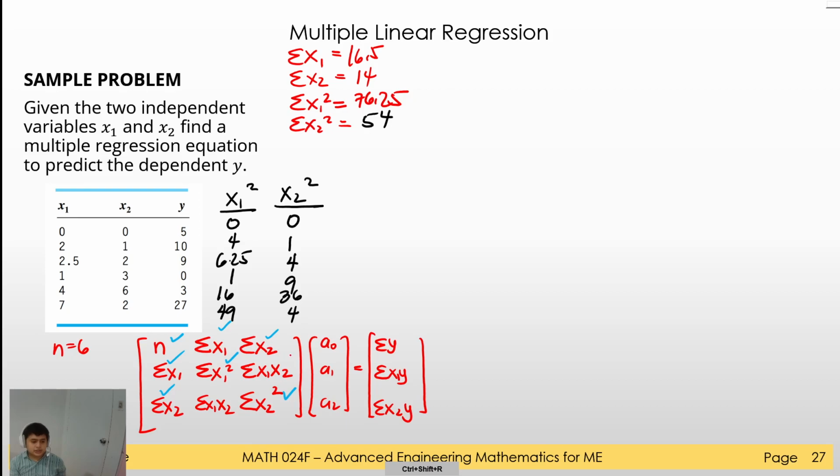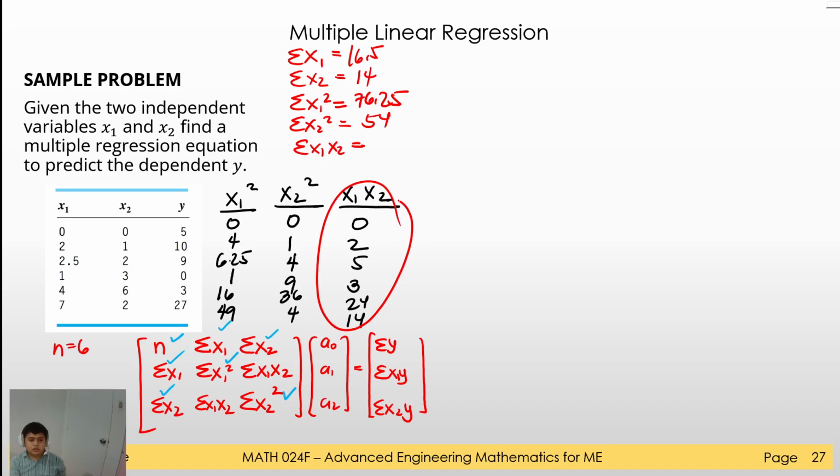Okay, so what's next? We now want to solve for x1 times x2. So x1 times x2, we have 0 times 0, so 0. 2 times 1 is 2, and so on. So 0, 2, 5, 3, 24, and 14. So the summation of x1 x2 is equal to the sum of this, which is 48. Okay, so we are good with the coefficient matrix.